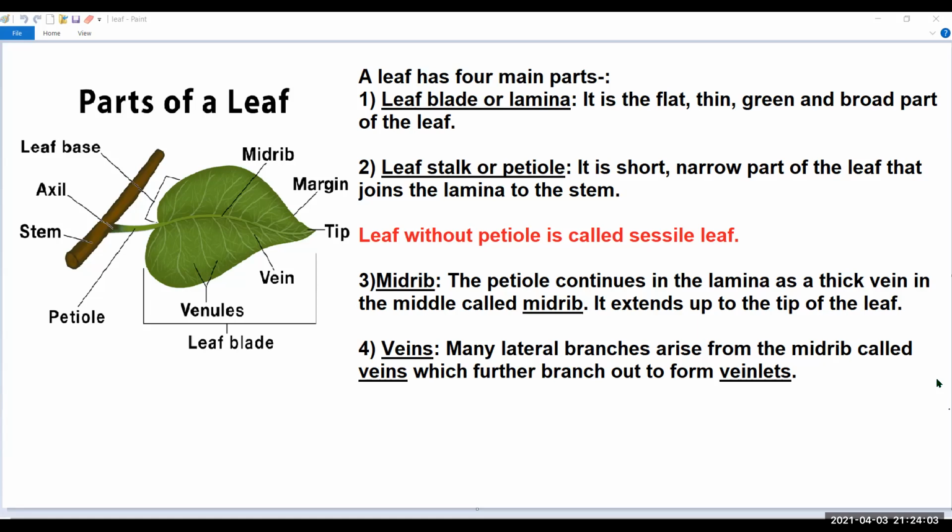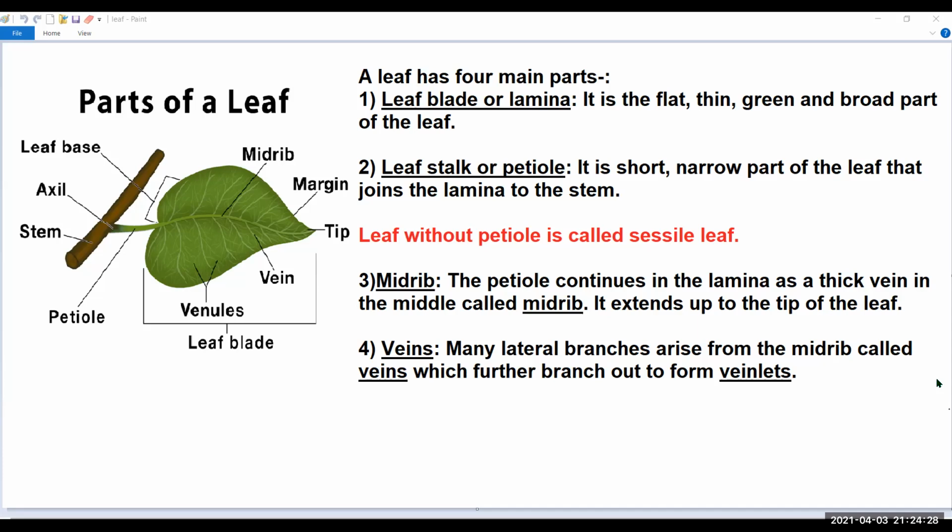It is the short, narrow part of the leaf that joins the lamina to the stem. Children, leaf without petiole is called sessile leaf, and the leaf with petiole is called stalked leaf. Now the third part of the leaf is midrib. The petiole continues in the lamina as a thick vein in the middle. This is called midrib. It extends up to the tip of the leaf.